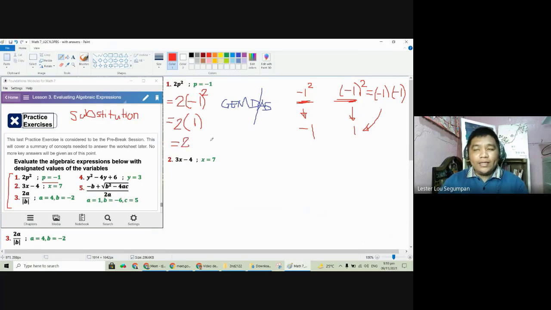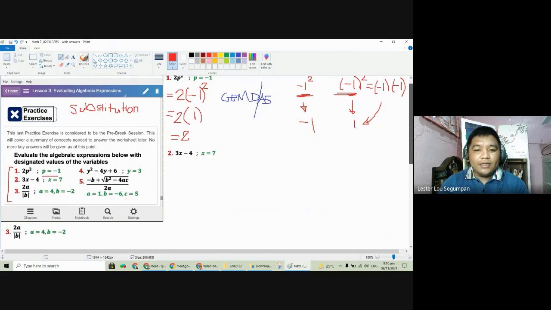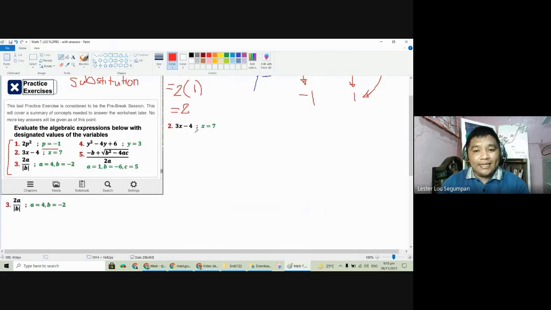So for number 1, the expression 2p squared when p is negative 1 will result to 2. This may not be true if we are going to change the value of p to other values. As I've mentioned, there are infinitely many real numbers. Let's proceed to number 2. To do this, again, we need to substitute the variable first. So you have here 3, and then again the use of parentheses, because if you will not, it will look like this.